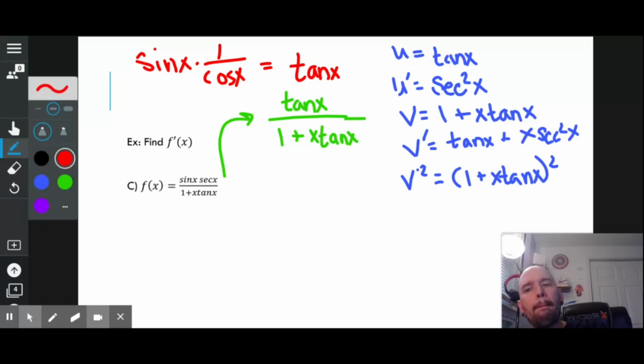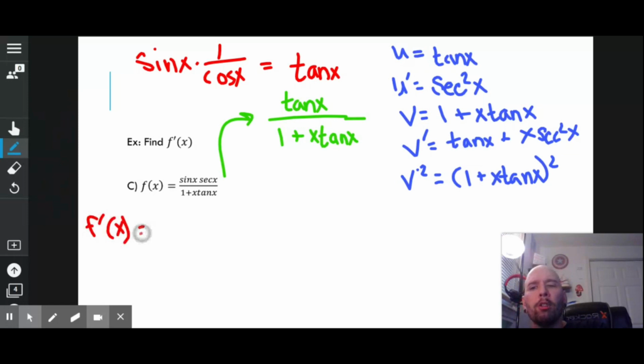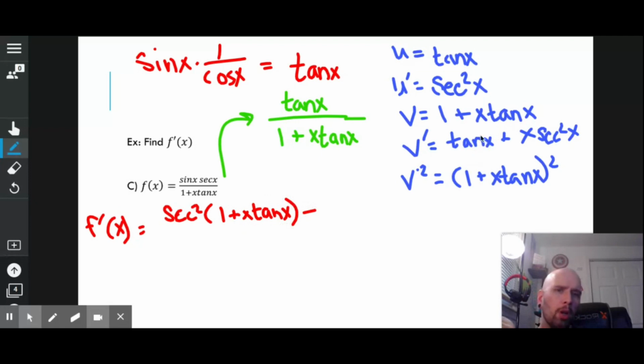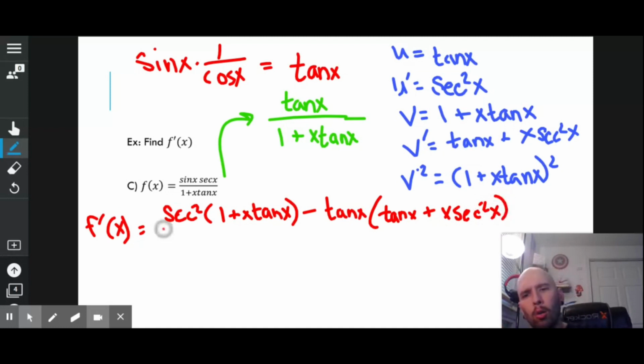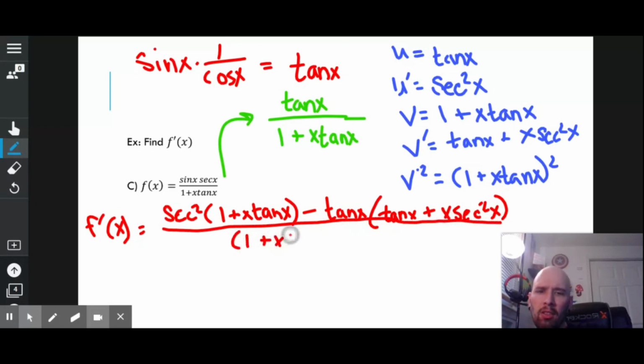So my derivative is going to be u prime v, so secant squared x times one plus x tan x, minus v prime u. So I'm going to write it backwards. There's my v prime, which is a mess. There's my u. So I have tangent x times tangent x plus x secant squared x, all over 1 plus x tangent x squared.